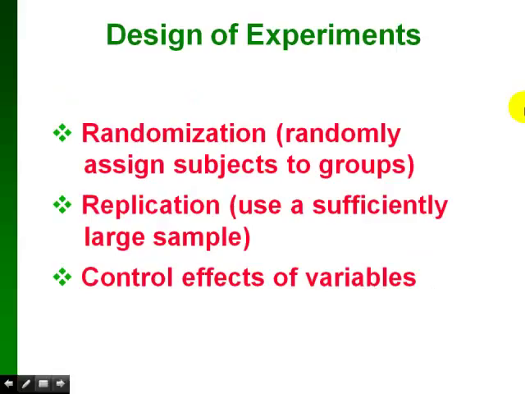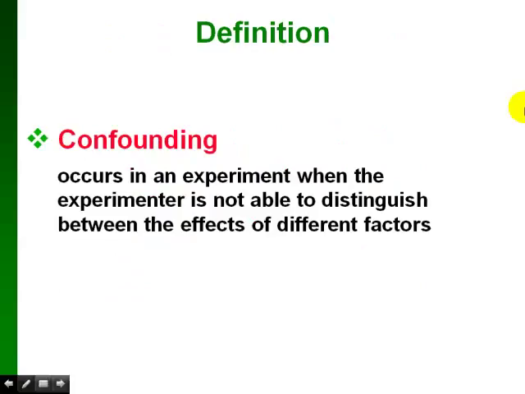Now, in the design of experiments, there are some key concepts. Randomization means that subjects are randomly assigned to groups. Replication involves using a sufficiently large sample. The other thing that needs to happen in an experiment is to control the effects of different variables. Confounding is a problem in experiments. This is what happens when the experimenter is not able to distinguish between the effects of different factors.